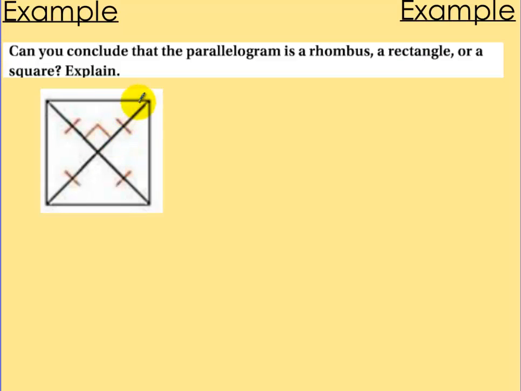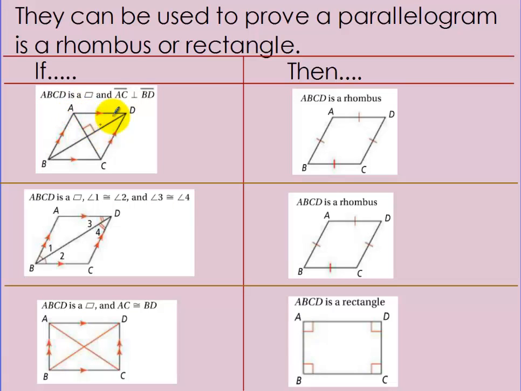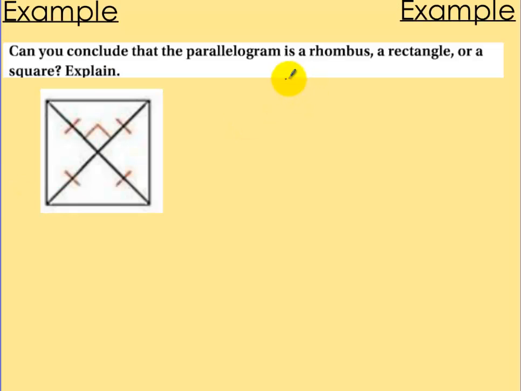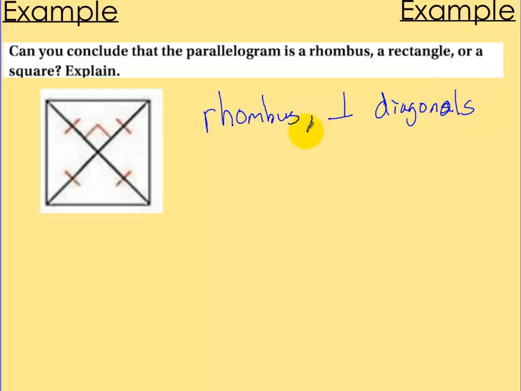Alright, can I conclude this one is a rhombus, rectangle, or a square? Well, I know this is a right angle here. So since that's a right angle, I have perpendicular diagonals, and it's going to be this one right here. So if AC is perpendicular to BD, then I know it's a rhombus. So is it a rhombus? Yes, it's a rhombus because of perpendicular diagonals.